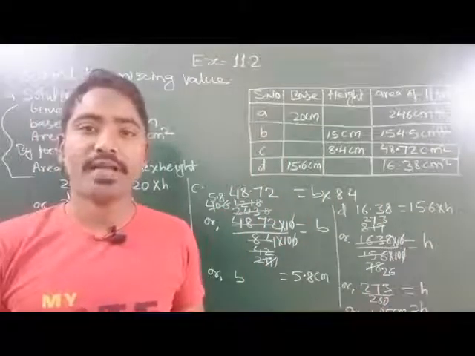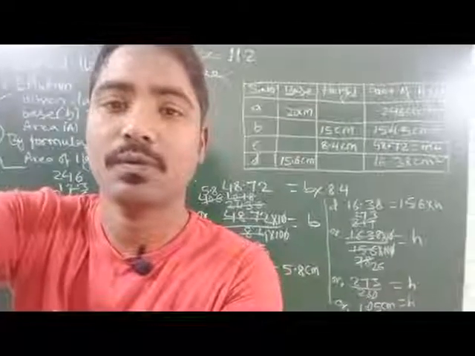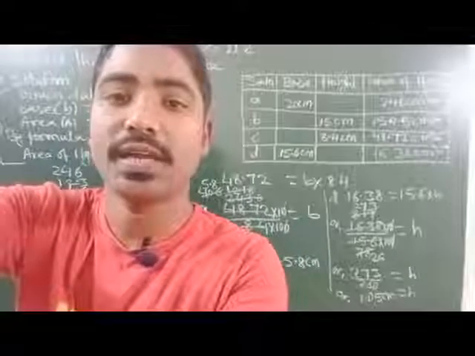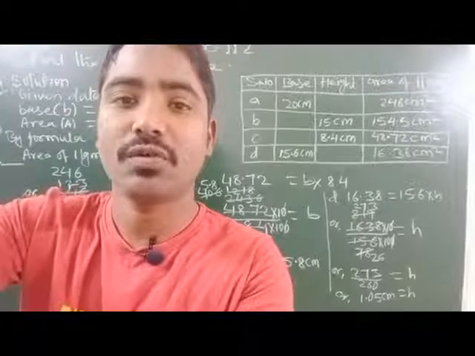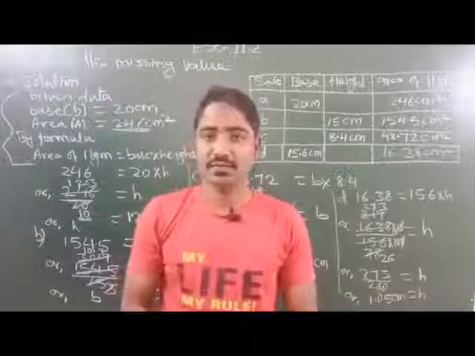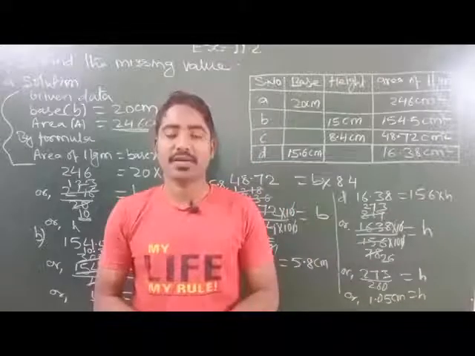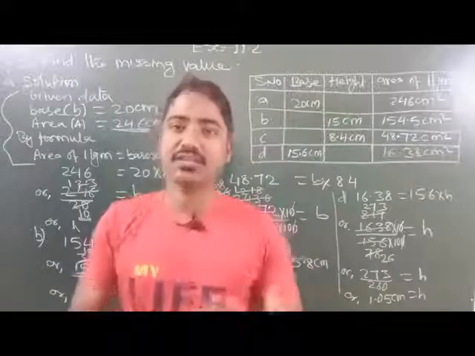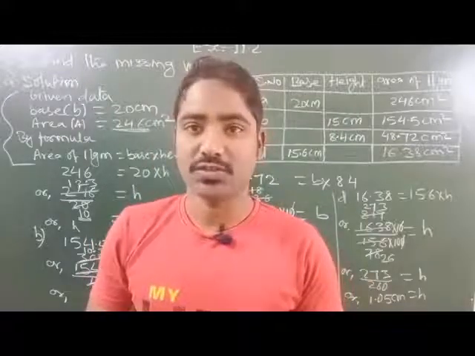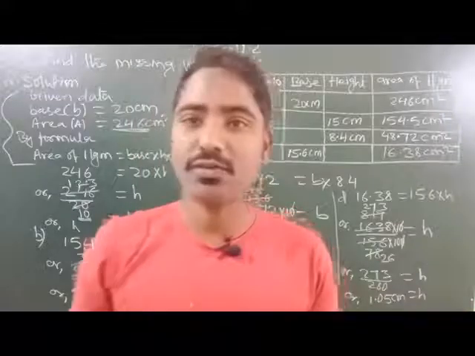Okay, 1 point, I think it is not visible clearly, so if you divide it, you will get 1.05 centimeter as your value of h. So like this we are finding out the missing values, whatever is given, whatever is required to find out in the question students. Okay, so this was your question number 3. I hope you might have understood, and thank you for connecting with me.